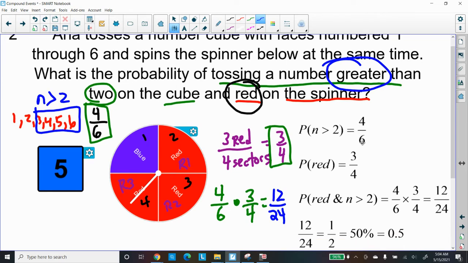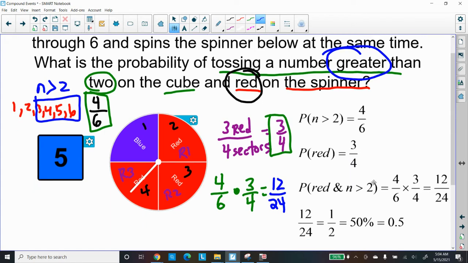The numbers 3, 4, 5, and 6. And there were 3 red sections out of the 4 total red sectors. And according to the counting principle, I take those two fractions, multiply them together, and I get 12 out of 24. I can reduce that down to 1/2, which is 50%, or 0.5. So that's a nice question.